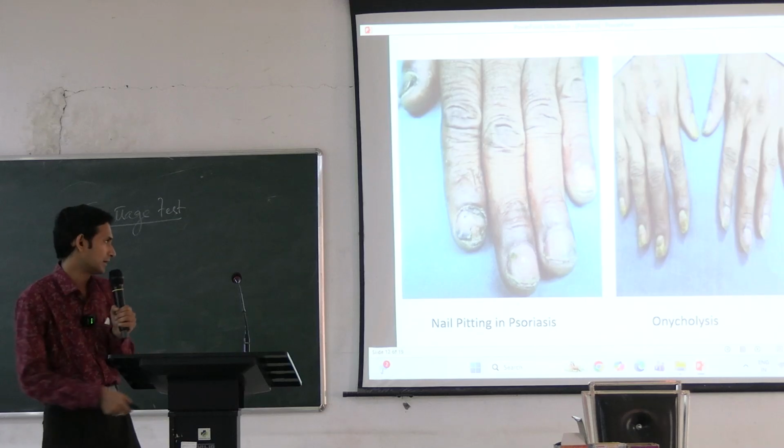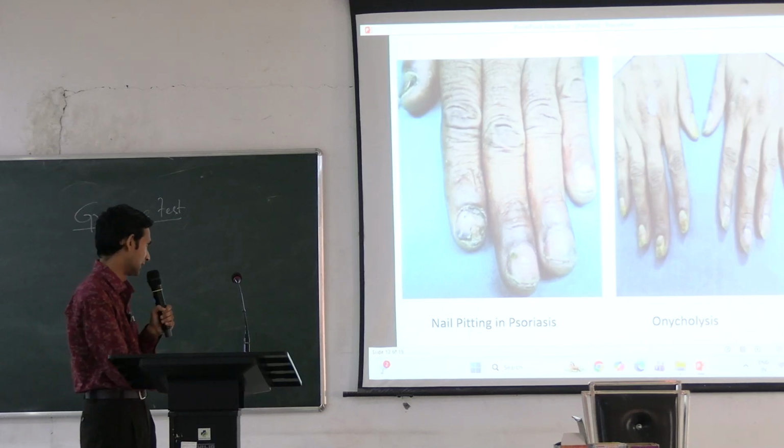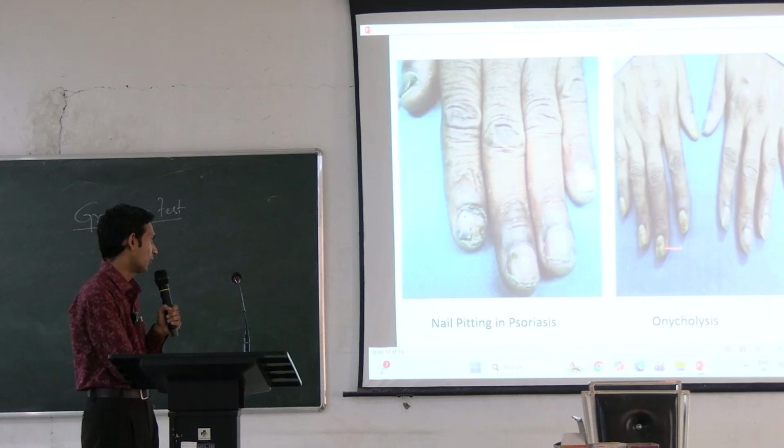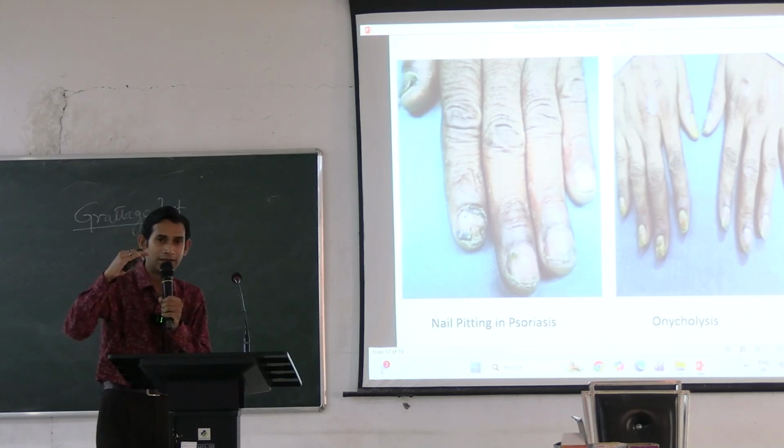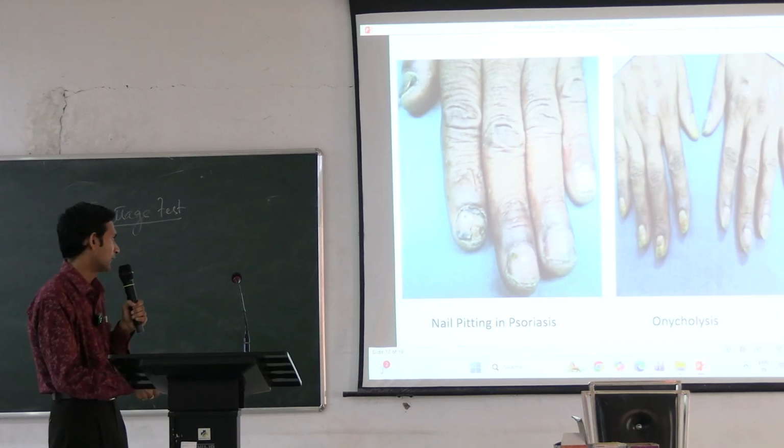Depression less than 1 millimeter. You can see the thimble pitting of the nail. You can also see the distal onycholysis. Distal onycholysis means separation of the nail plate from the nail bed. This is the distal onycholysis.